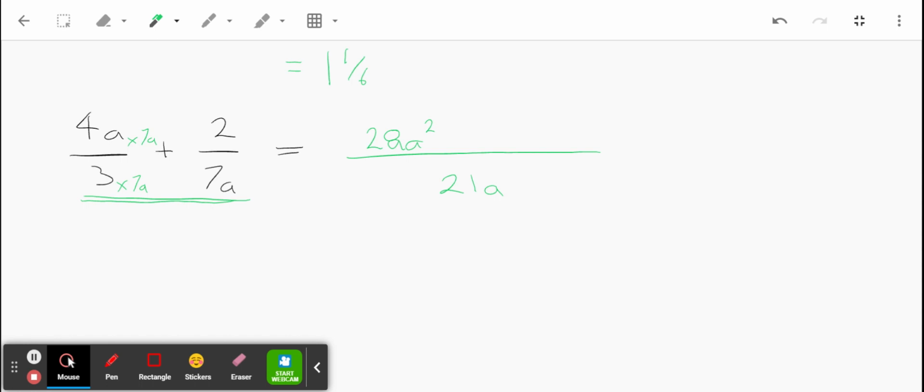And then we're going to add the two terms. We have 7a on the bottom, so we need to multiply that by 3. Multiply the bottom by 3, we multiply the top by 3. 2 times 3 is 6. And that's our answer. That's as simple as we get, 28a squared plus 6, over 21a. No common terms, no like terms, so we can just leave it like that, and that's our answer.